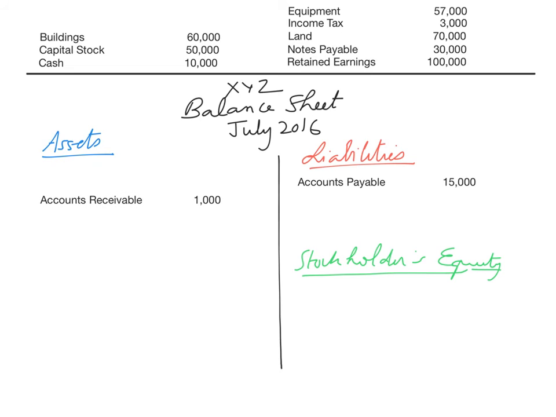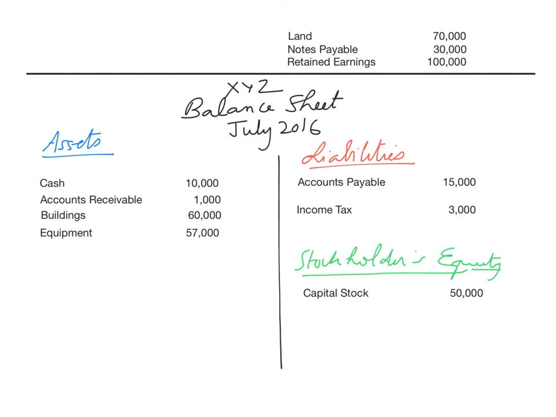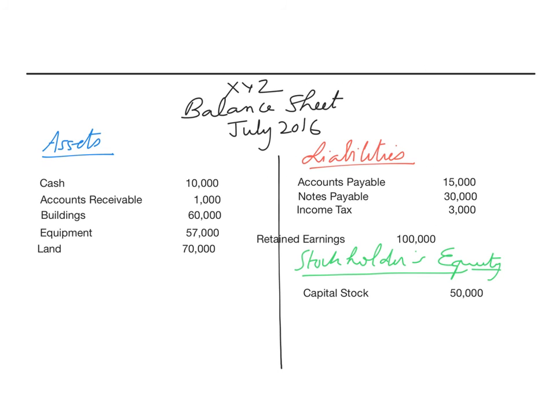It is expecting to receive this amount of money. Buildings, another form of assets. Capital stock, the amount invested by the stockholders. Cash, the most liquid form of assets, so it goes on top. Equipment, another form of assets. Income tax, a liability. Land, another form of assets. Notes payable, that is a debt, so a liability. And retained earnings go in stockholders' equity.